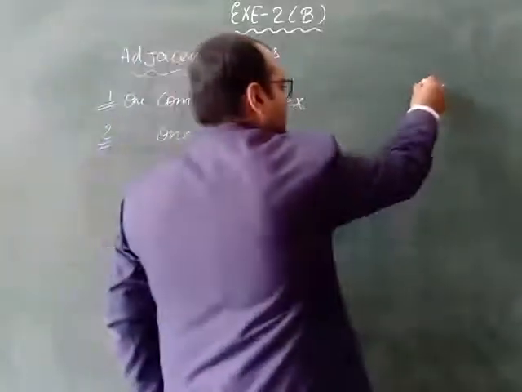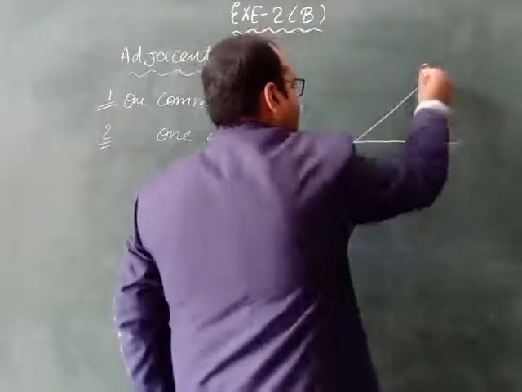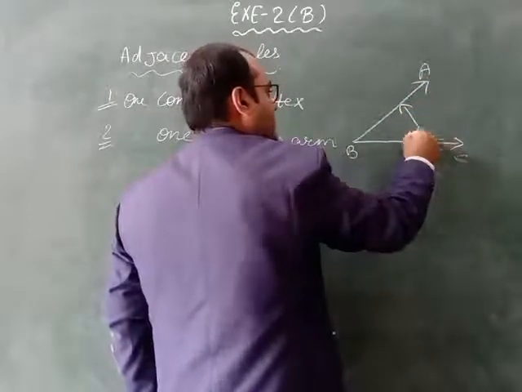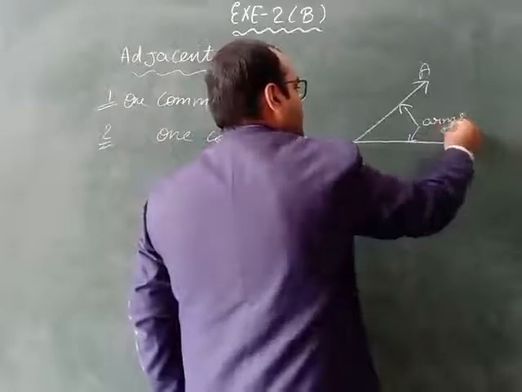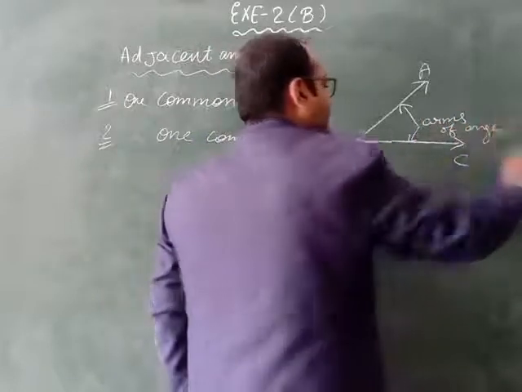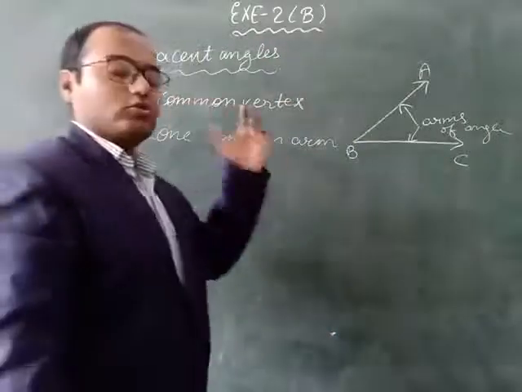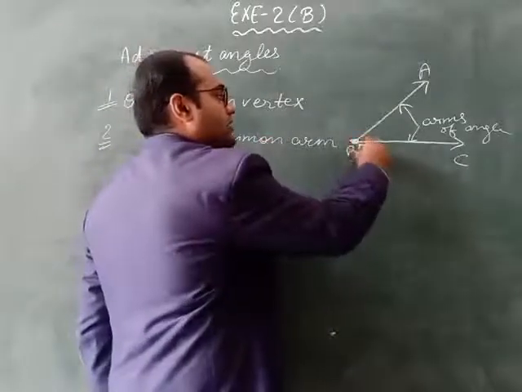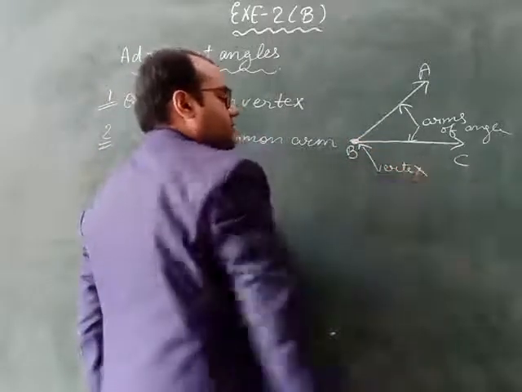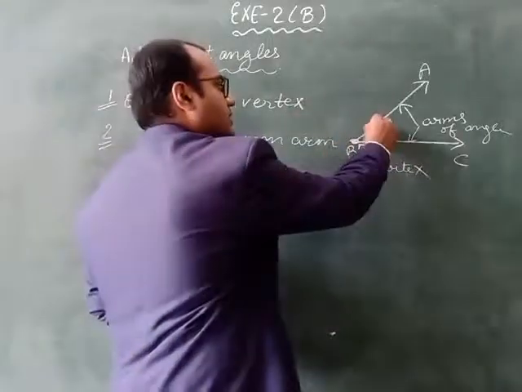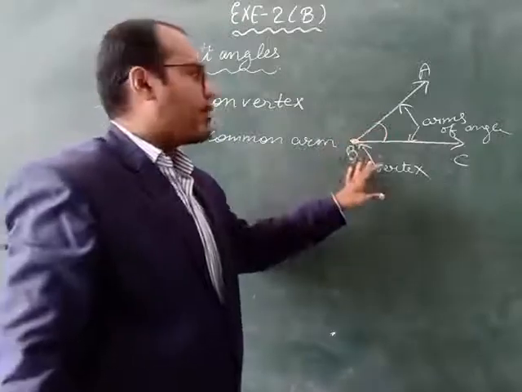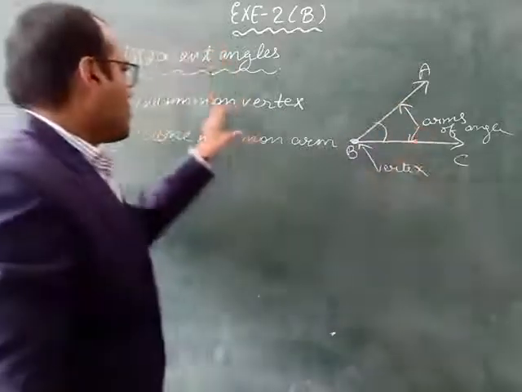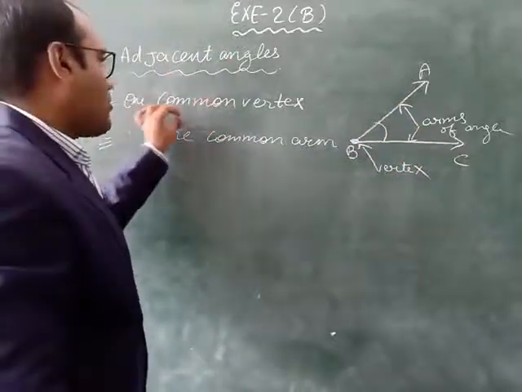Arms means, suppose I am making here one angle. This is angle ABC. So these two are known as arms of the angle. So adjacent angles are those angles which have a common vertex. This point is known as the vertex, the point on which we are making the angle. This point is known as vertex, and these two lines are known as arms of the angle. So adjacent angles are those angles which have a common vertex.